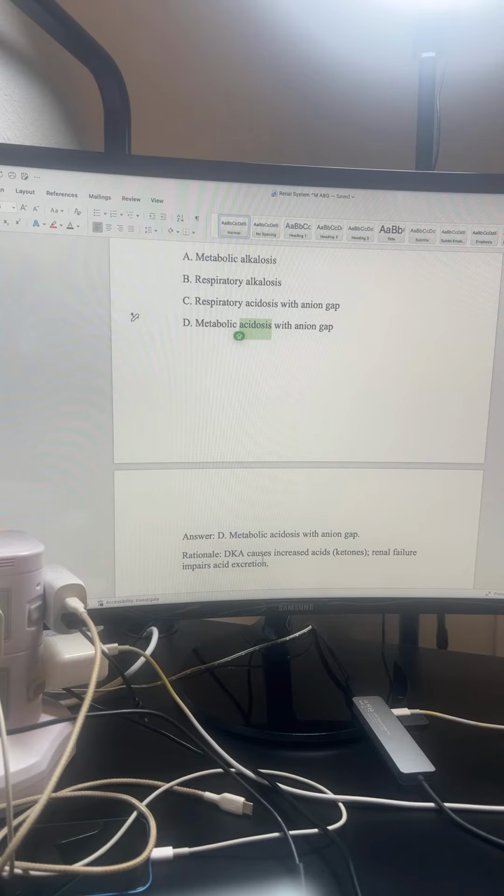DKA causes increased acid, the ketones. Renal failure impairs acid excretion. So always remember that your DKA patients are always acidotic, metabolic acidosis.